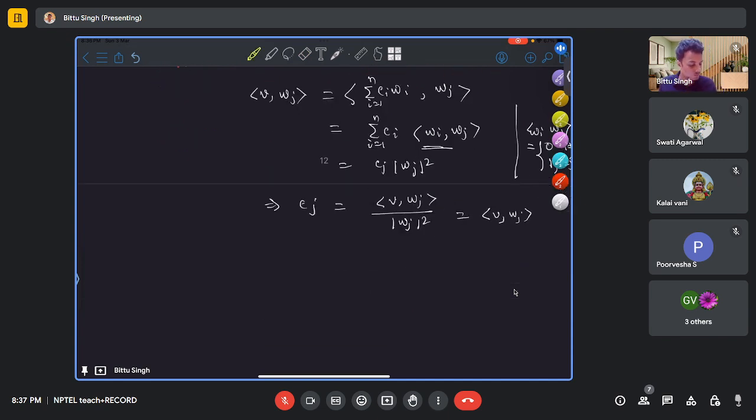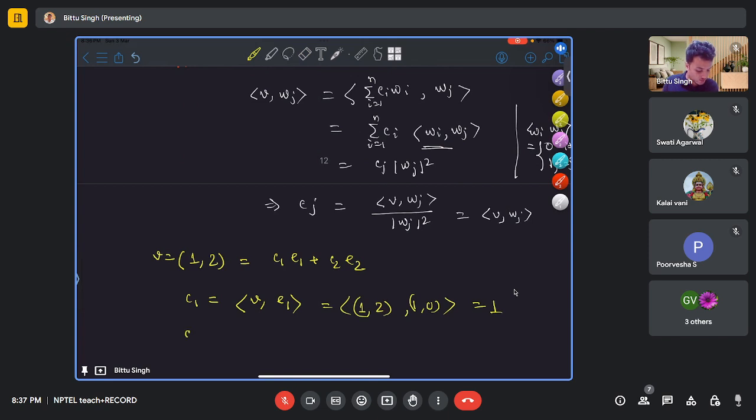So from here you can notice that working with orthonormal thing is much easier. For example, if you want to know the representation of 1, 2, what we usually do to find coefficient c1, it can be written as c1 times e1 plus c2 times e2. So to find c1, we just multiply this vector v with e1. This will give 1, 2 times 1, 0, and the inner product is 1. Similarly, c2 will be 2. From here you can see that working with orthonormal basis is much easier, because now you can find the coordinate very easily.